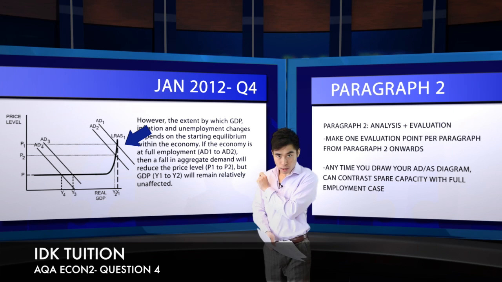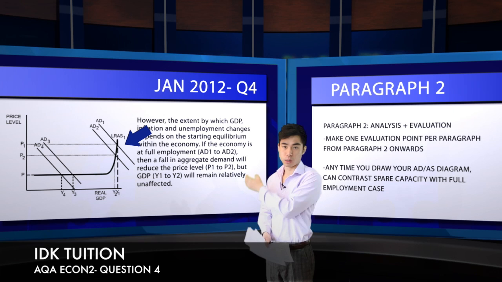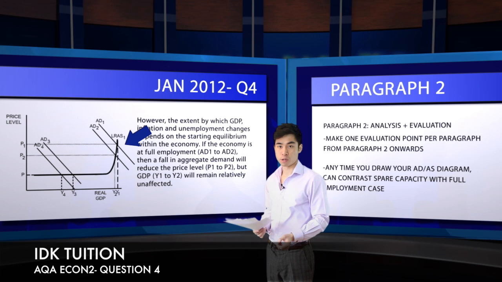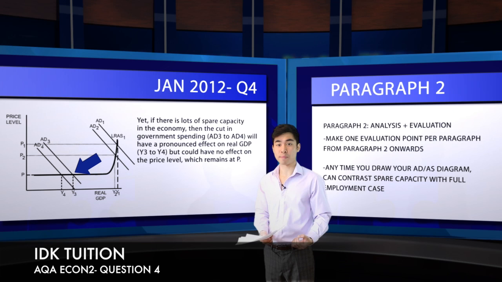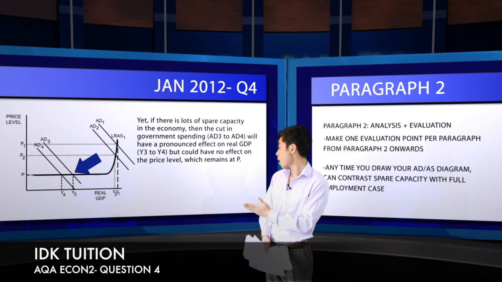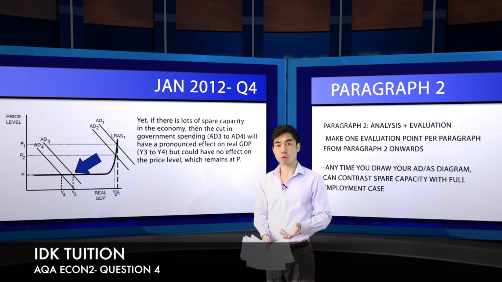If you can see here, my starting point is the full employment level, full employment equilibrium within the economy. Then cuts to government spending are not going to have that much of an effect on real GDP, whereas inflation is going to fall quite dramatically. Contrast this to the case where my starting point is the horizontal section of the aggregate supply curve, where there's lots of spare capacity. Look what happens to real GDP. This cut in government spending is going to have a massive effect on real GDP, but in terms of inflation, the price level isn't going to change that much. Okay, so those are the types of evaluation points that you should be making in paragraph two when you're drawing your diagram.